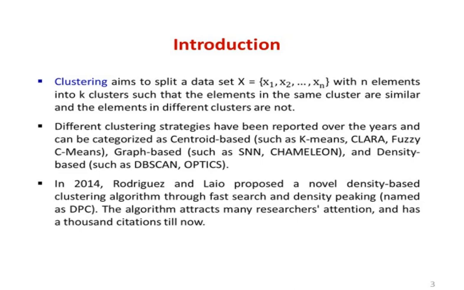However, most of these algorithms suffer from choosing their appropriate parameters for different data sets, for example the density threshold. In 2014, Rodriguez and Laio proposed a novel density-based clustering algorithm through fast search and find of density peaks, named as DPC. The algorithm attracted many researchers' attention and has 1,000 citations till now.